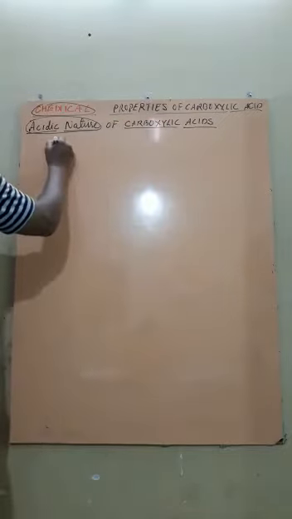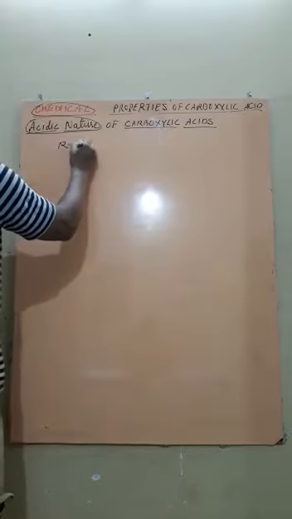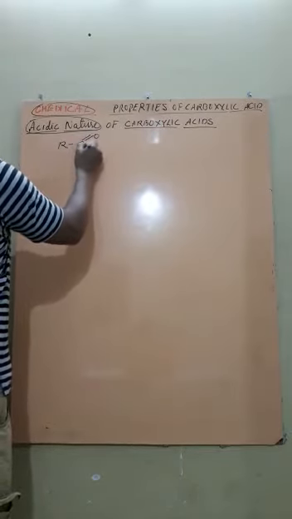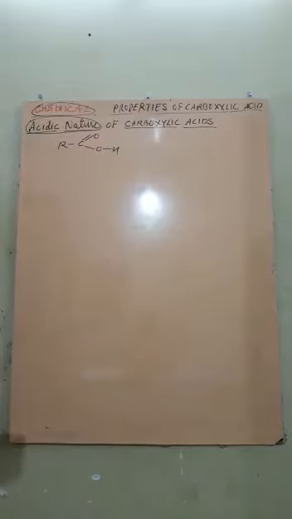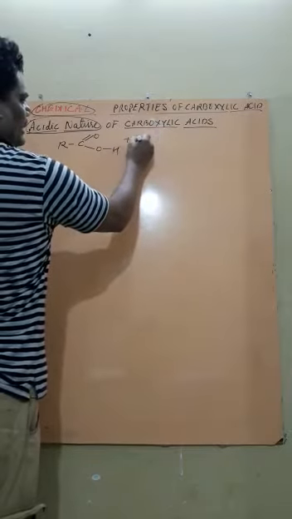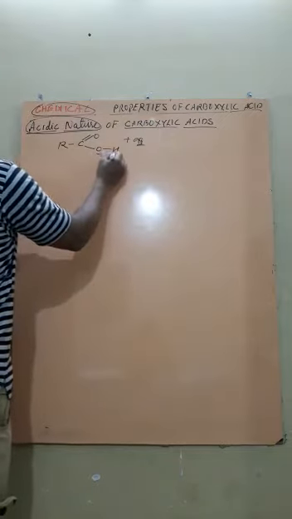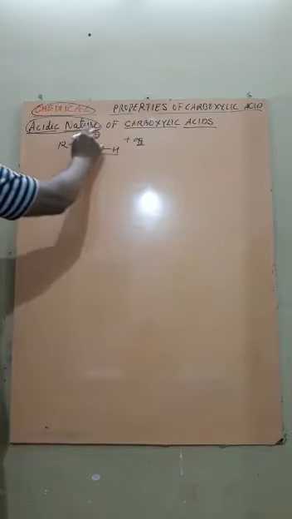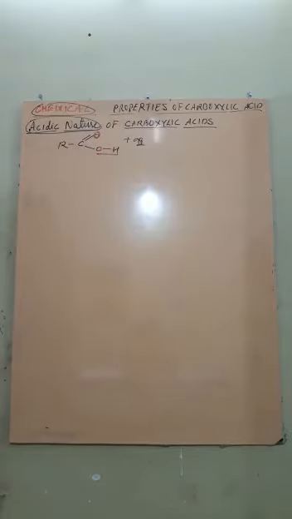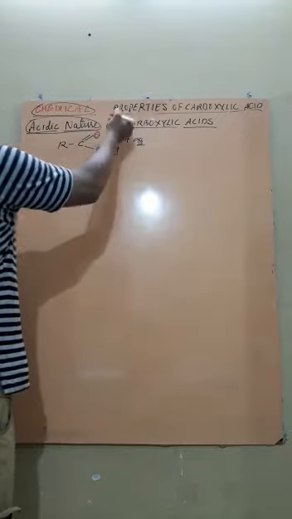You can find its structure: R, C, double bond O, O, and H. This is a simple or common carboxylic acid, where it is dissolved in aqueous solution. Student, you can check here: the OH containing carbon is further attached with one more oxygen, which forms a double bond with carbon. This oxygen is more electronegative.